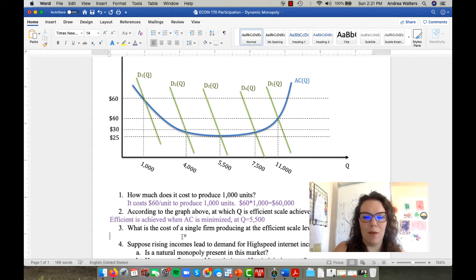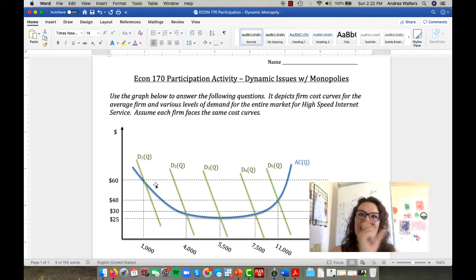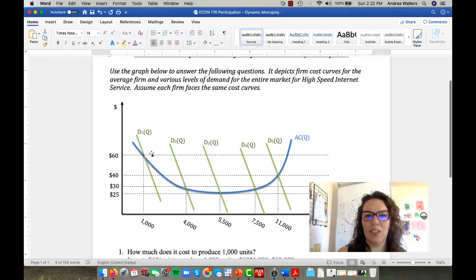That's the lowest possible average cost. So at efficient scale, each unit costs only $25 to produce. And that's where we get some of that welfare maximization from this idea of whether we're in a natural monopoly or not, is that idea of cost minimization, producing the same quantity of goods or services at the lowest cost. Questions 4 and 5 are where we get into the dynamic component. And that's where we're going to talk about different demand curves and what we might see happen there.